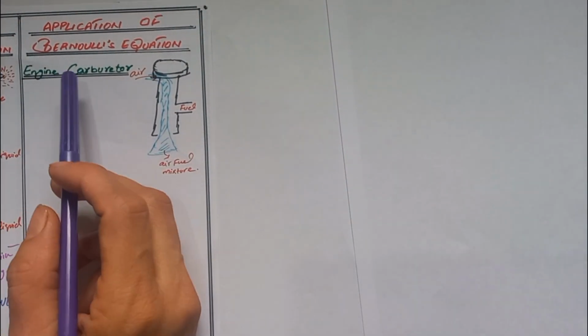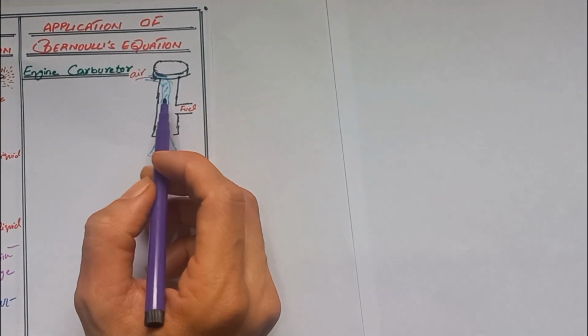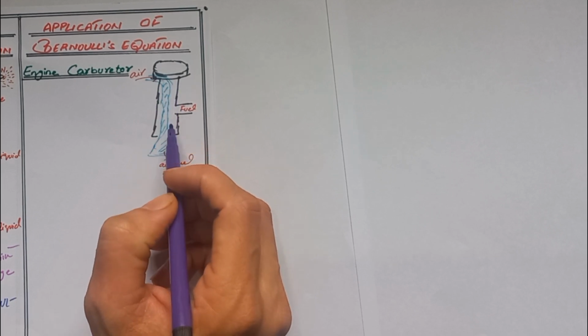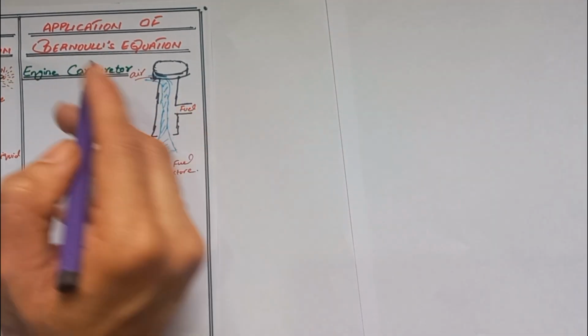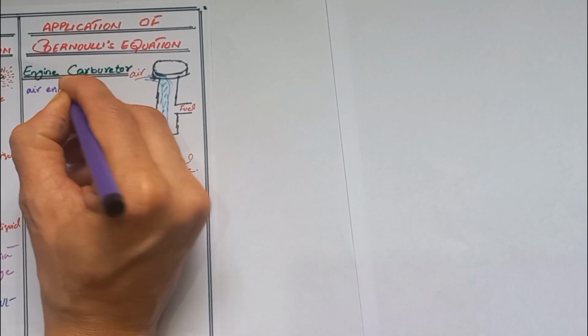Now we discuss another application of the Bernoulli equation, that is the engine carburetor. How does the engine carburetor work? Air enters the carburetor through a narrow section of the tube, which increases the speed and decreases the pressure.